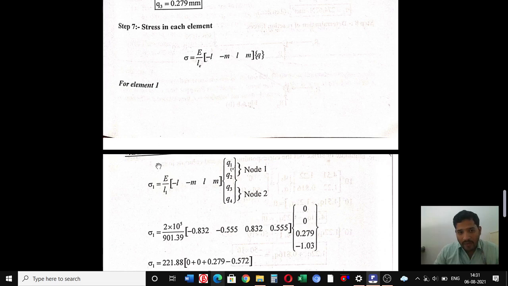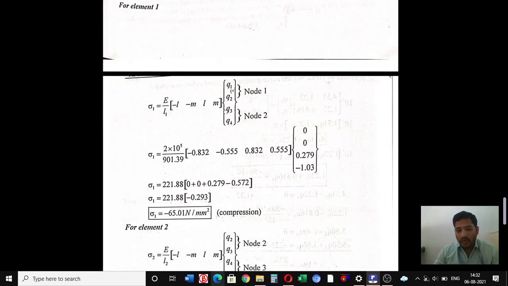So instead of sigma, we represent here sigma 1, the stress of the first element, equal to the modulus of elasticity of the material over the length of the element, times minus L, nothing but minus cos theta, minus M, nothing but minus sin theta, then cos theta as well as sin theta. Here, if we join the first node to the second node, we are forming the first element. For that reason we are presenting here Q1, Q2, Q3 and Q4.